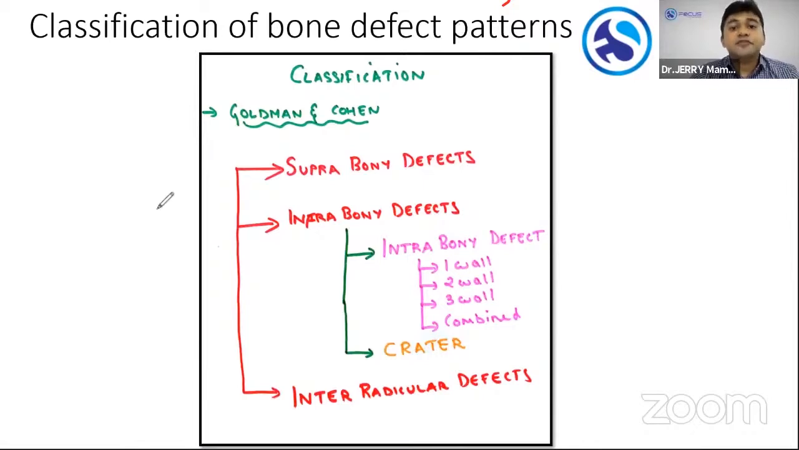So this is the classification of different types of bone defects that you see in periodontal lesions. This classification was given by Goldman and Cohen.